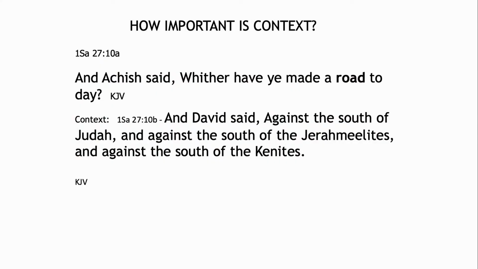In the following verse, David said, "Against the south of Judah and against the south of the Jerahmeelites and against the south of the Kenites." Now what does the word road mean? Direction. Because he's got south and south of different places. Okay, that's one guess.